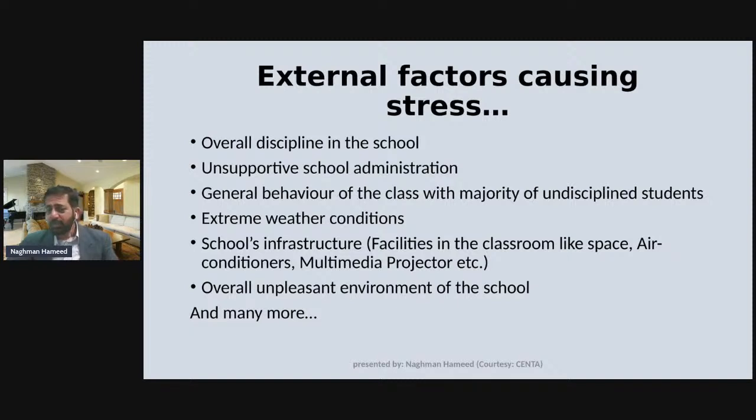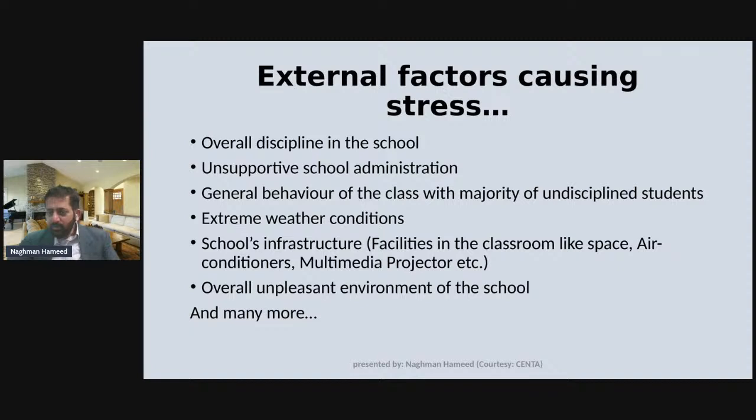Unsupportive school administration. This actually happens sometimes. Administration does not understand the problem being faced by the teacher and by the students as well sometimes. General behavior of the class with a majority of undisciplined students. Now, by chance, there are sometimes many undisciplined students in a class, and quite few in the other class, right? So this is a factor as well.